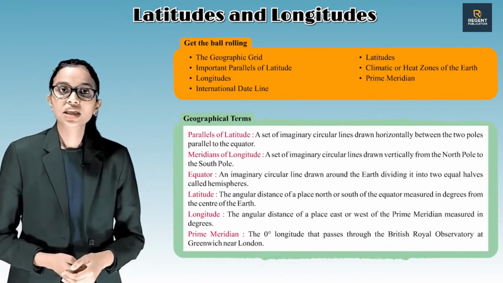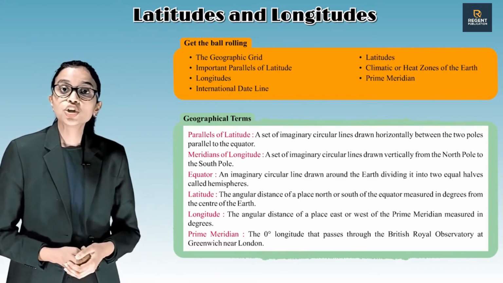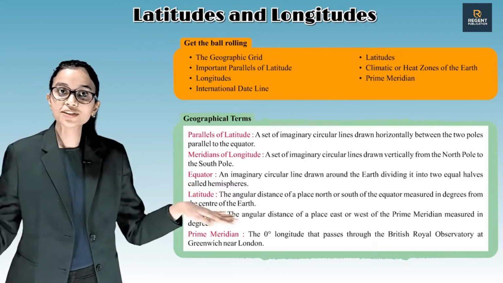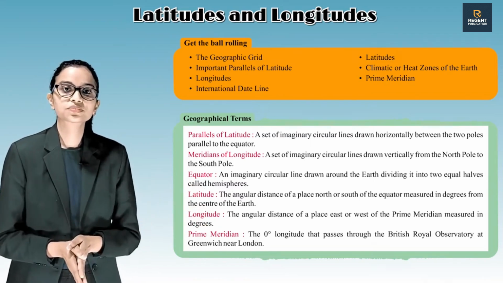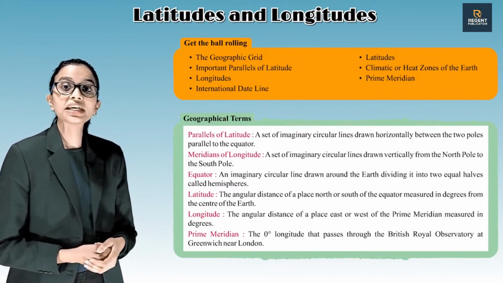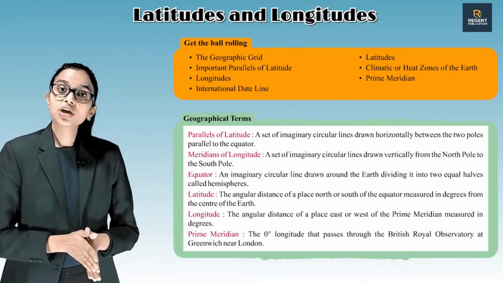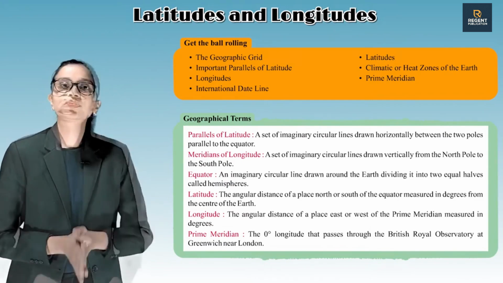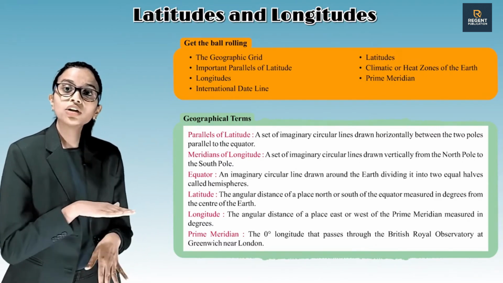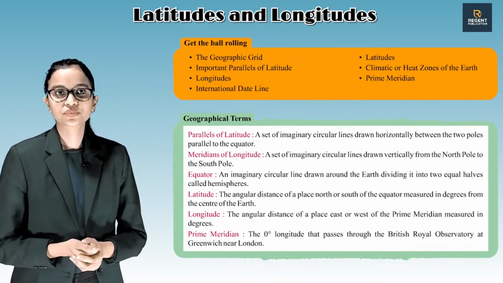Geographical terms. Parallel of latitude: a set of imaginary circular lines drawn horizontally between the two poles, parallel to the equator. Meridian of longitude: a set of imaginary circular lines drawn vertically from the North Pole to the South Pole. Equator: an imaginary circular line drawn around the earth dividing it into two equal halves called hemispheres.